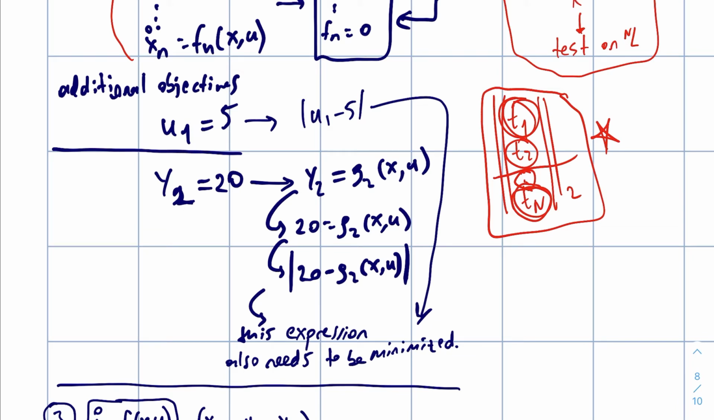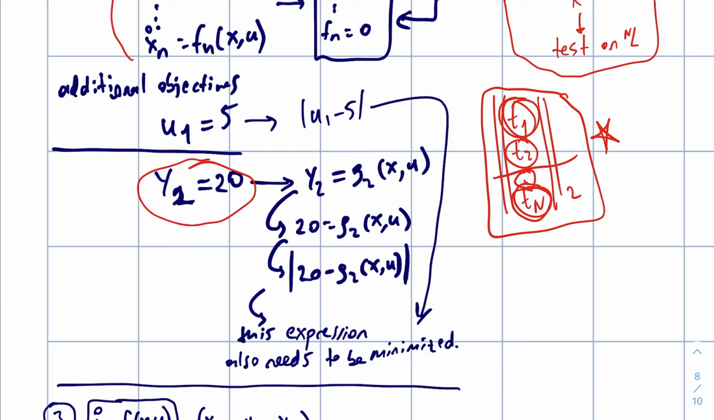Maybe you have some constraint, like I'd like my second output to be equal to 20. There can be specific reasons for that. For example, not that I know much about aerospace engineering, but maybe you like to fly at some altitude, maybe 2,000 meters. Altitude is a better example, I guess. Maybe y2 is your altitude, and you want your altitude to be equal to 2,000 meters, or something like that.